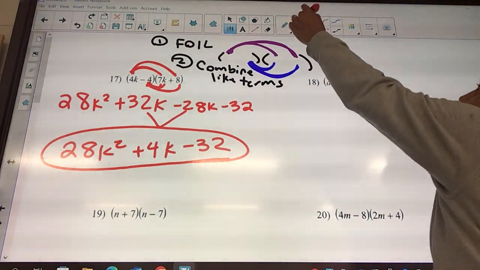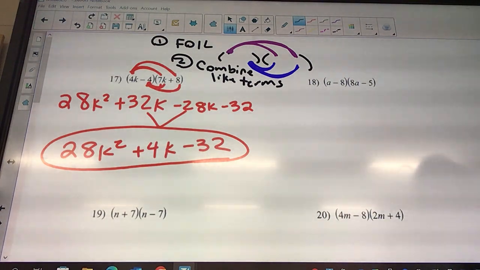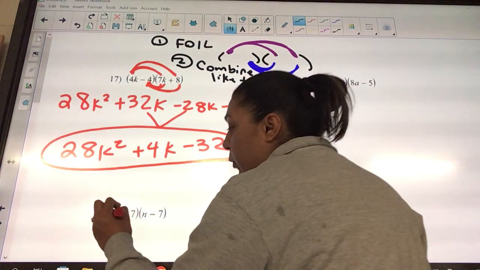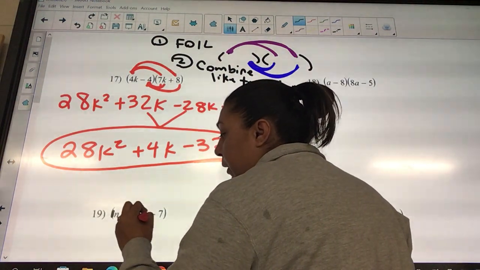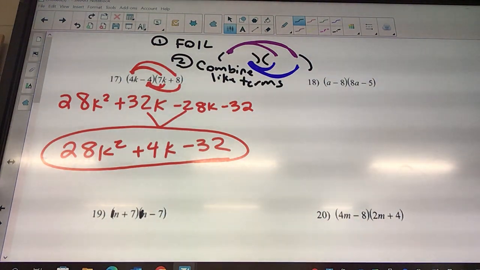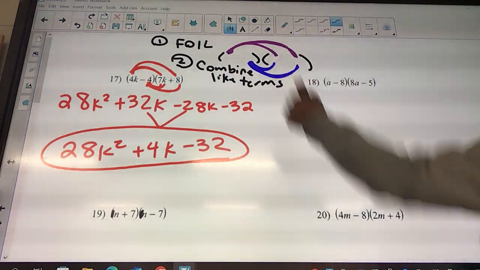Okay, 19. It's still foiling. However, I do want to tell you, if there's no number in front of that n, what is it? It's a 1. Okay, so do yourself a favor and put a 1 right here and put a 1 right here. It's going to make it easier when you are multiplying all these, okay? Because otherwise, it gets really confusing. Okay, so we're going to do it the exact same though.